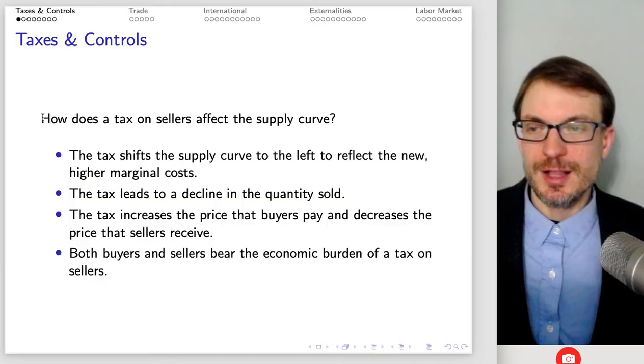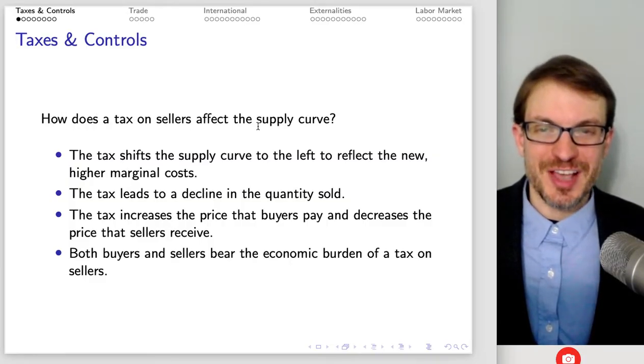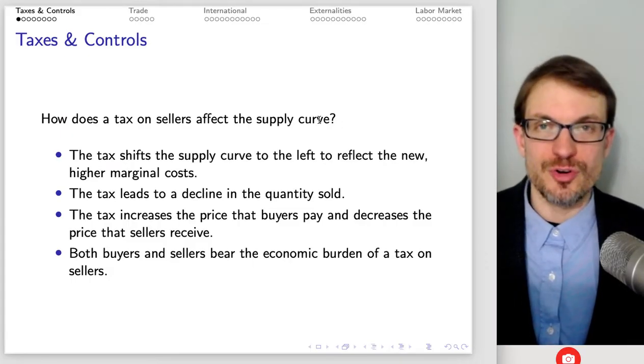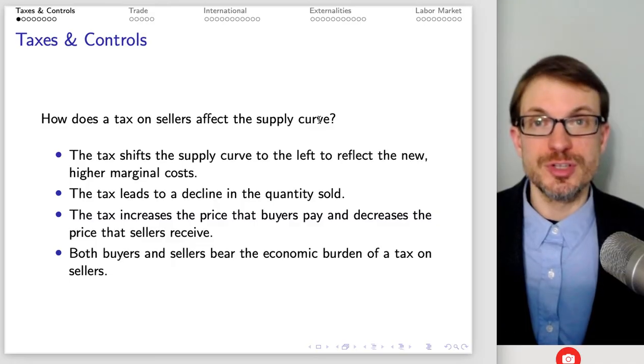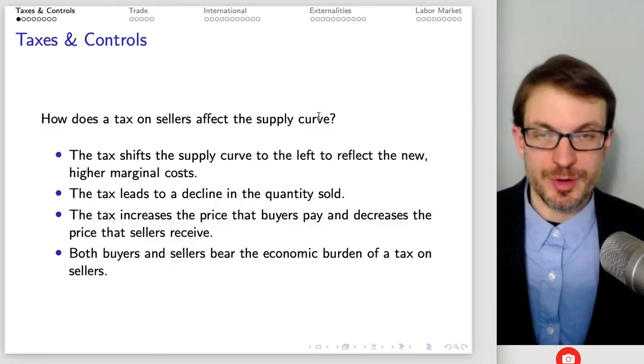So firstly, one question I want to be able to ask is, how do we think of the tax on sellers as affecting the supply curve? Remember, we distinguish between the statutory burden of a tax, that's who is literally responsible for transmitting the funds to the government, and the economic burden of the tax.